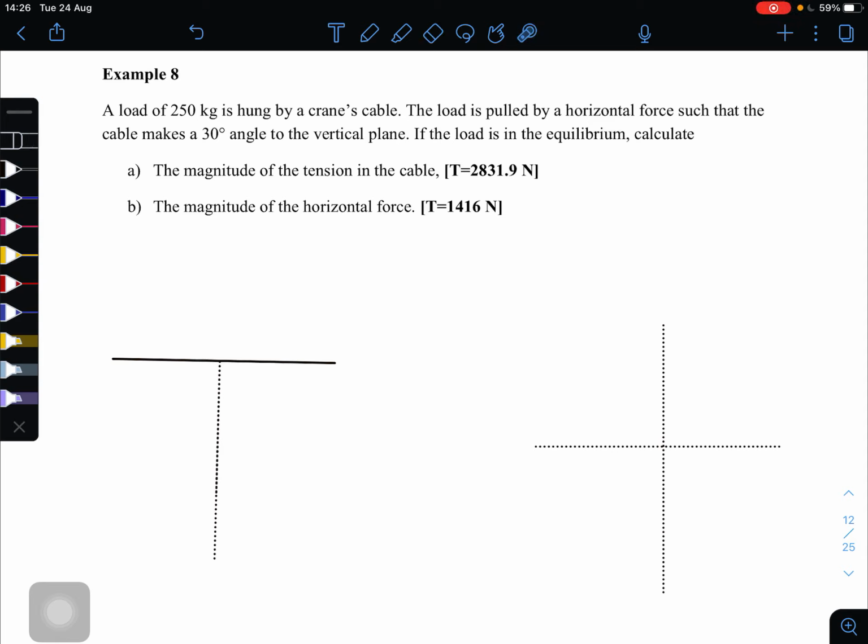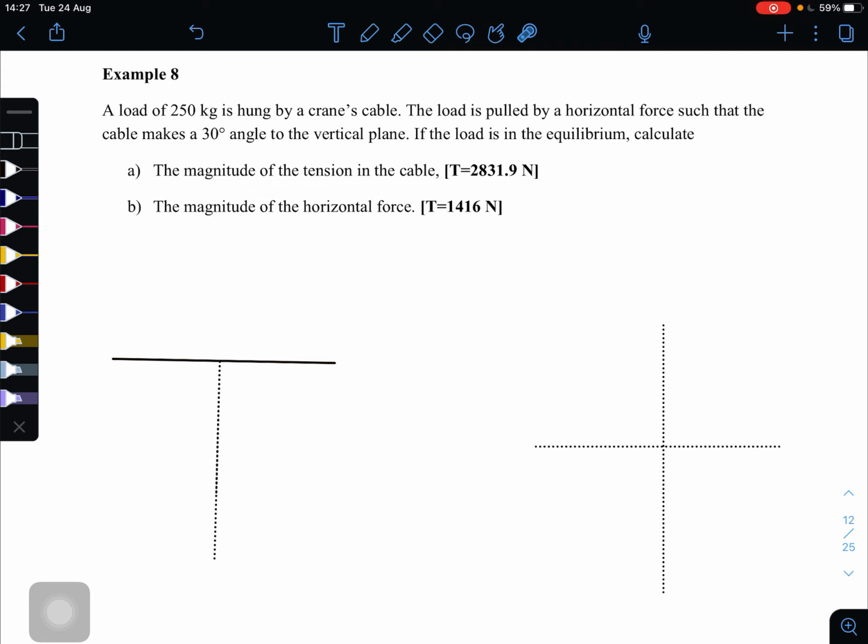Okay, let's look at example 8. A load of 250 kg is hung by a crane's cable. The load is pulled by a horizontal force such that the cable makes a 30-degree angle to the vertical plane. If the load is in equilibrium, calculate the magnitude of the tension in the cable and the magnitude of the horizontal force.